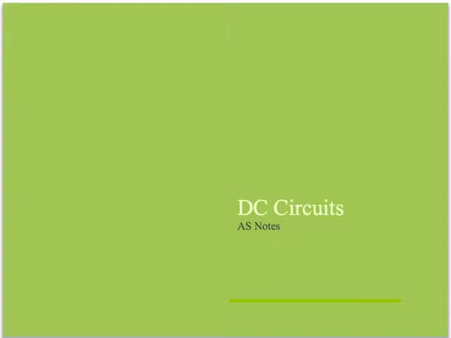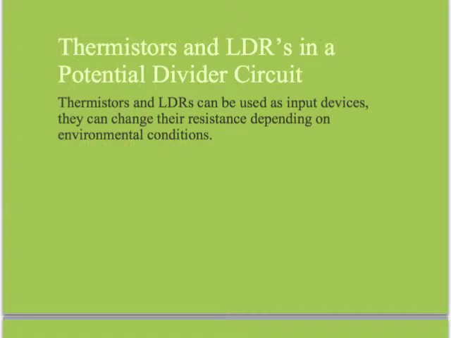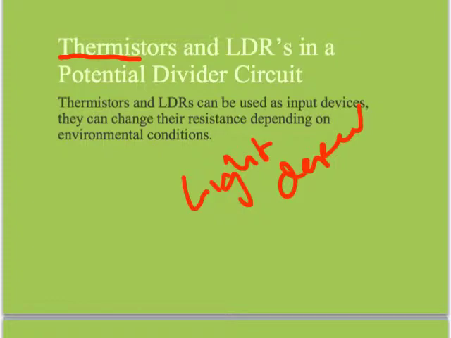Okay, carrying on with potential divider circuits. Thermistor and LDR in a potential divider circuit. A thermistor is something that reacts with temperature. It should be pretty straightforward from the word there, therm. LDR, remember, is light dependent resistor. Okay, so it's a resistor that changes with light.